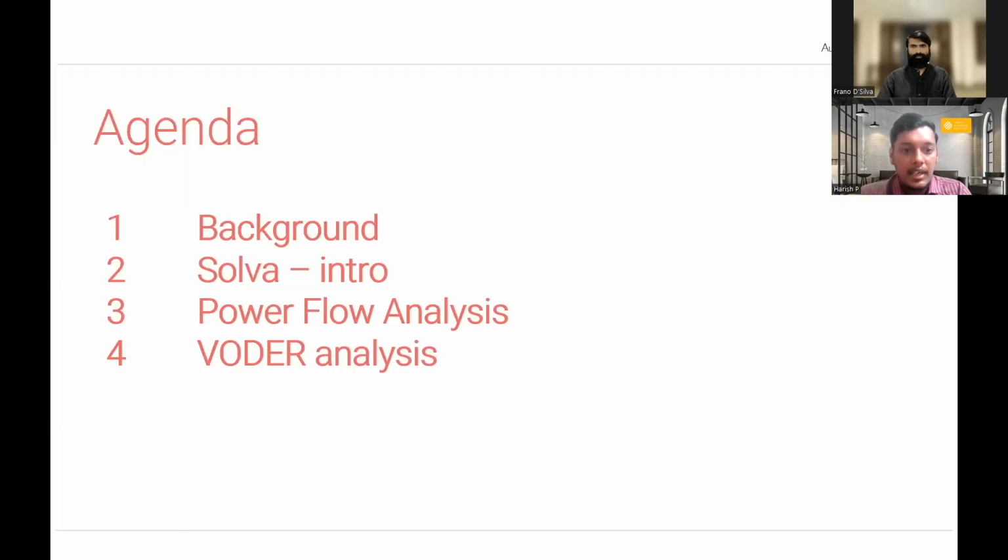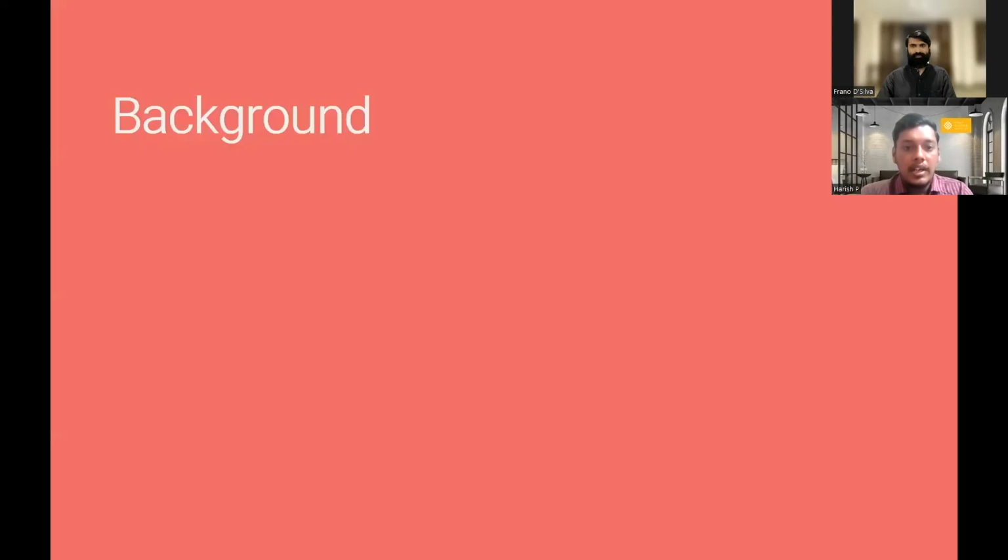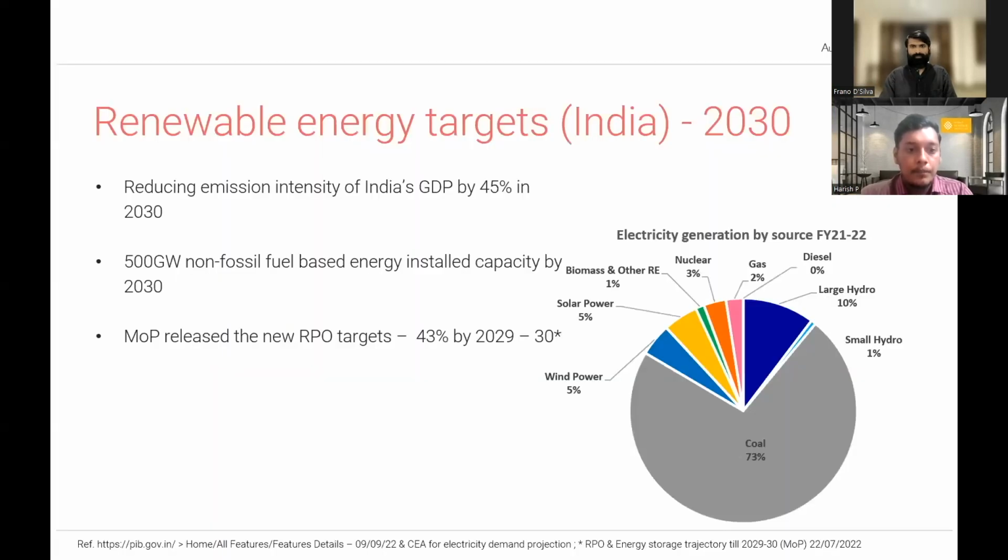Now let's quickly take a look at a renewable energy snapshot of India. As you can see on the right pane, the pie chart clearly represents the electricity generation share of India as of FY22. We can clearly infer that coal is the major shareholder with over 73%, followed by large hydro at 10%, and then the RE comes into play. So we can clearly understand that India has done a good job, but let's get into some of the key targets that we have in place.